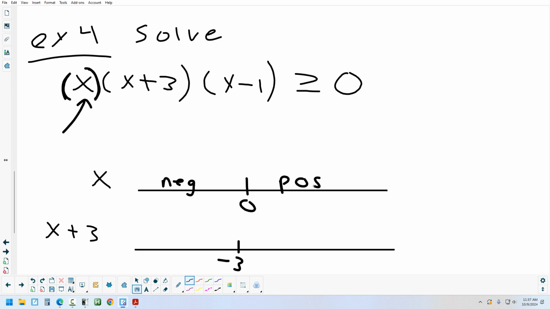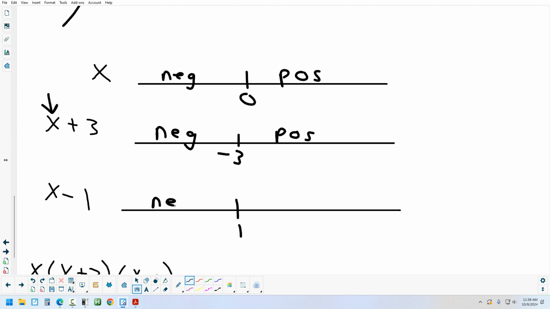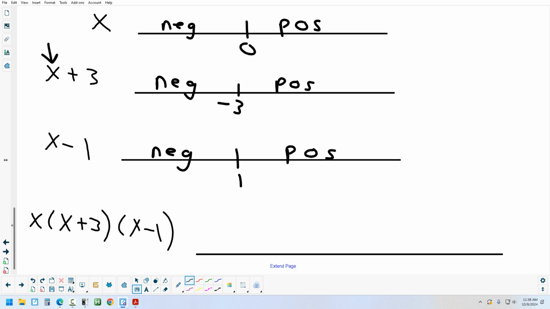Pick a number below -3 and fill it in right there. Negative. Get a negative. And pick a number bigger than -3 and fill it in. Positive. And the last one is also negative positive. Again, as long as that letter doesn't have a negative in front of it, it's usually negative positive. Okay, so now we're going to put all of that together on one number line, and that's going to break it into several sections. So we've got 3 roots.